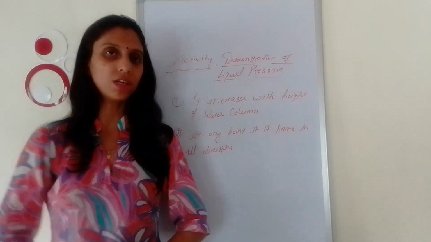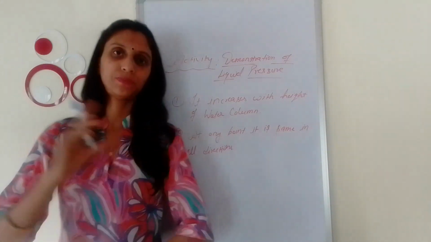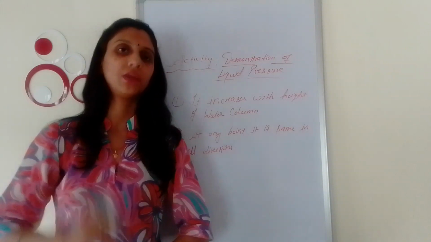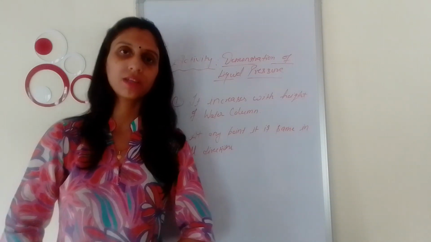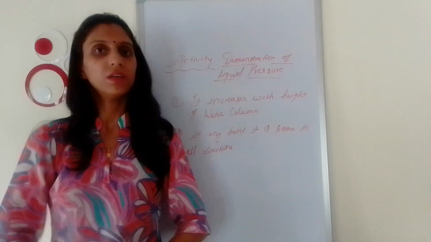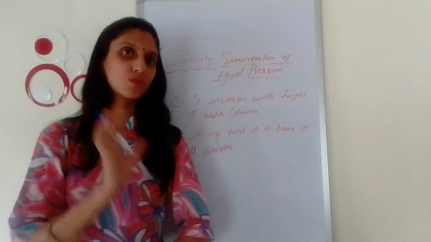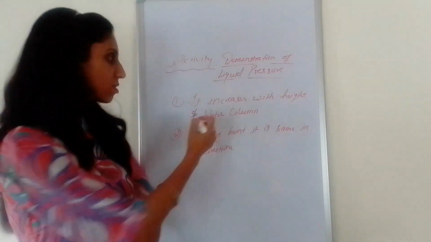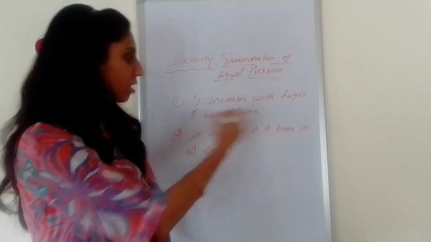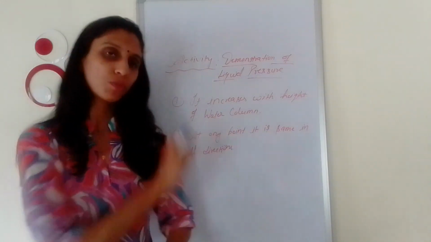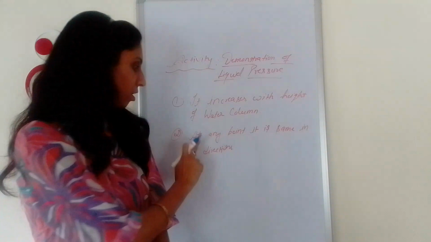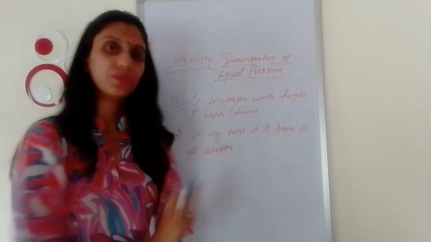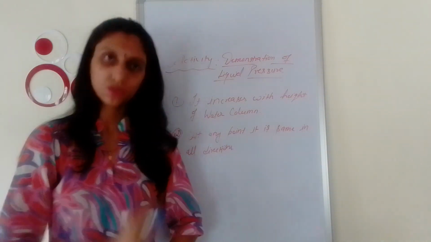So what is the activity? You know the pressure exerted by liquid, the properties of pressure exerted by any liquid. So we have discussed two properties there. The first one, it increases with height of water column. You have to prove it. Second, at any point it is the same in all directions. So how will you perform this?